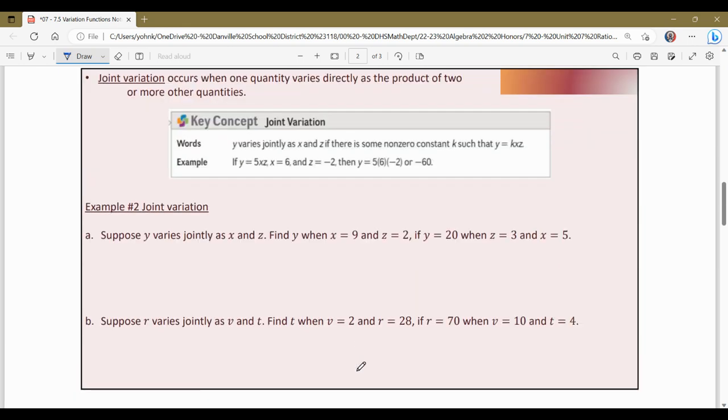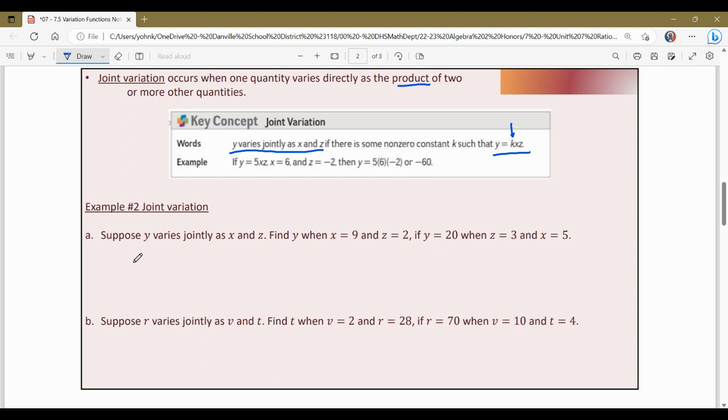The second type of variation equation is called a joint variation equation, and this occurs when one quantity varies directly as the product of two or more other quantities. So we're going to have wording like y varies jointly as x and z, and our equation is going to look like y equals kxz. So we have that constant of variation again that we did with direct variation. We have the same constant for joint variation.